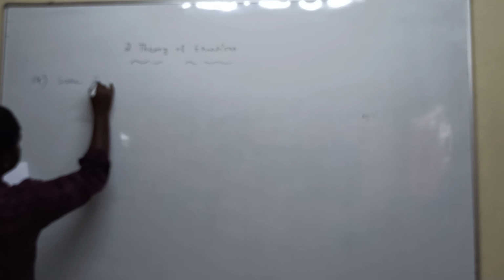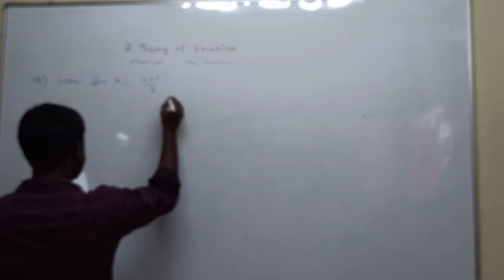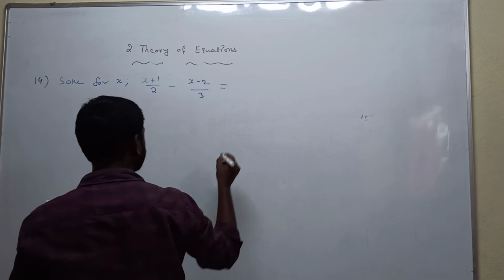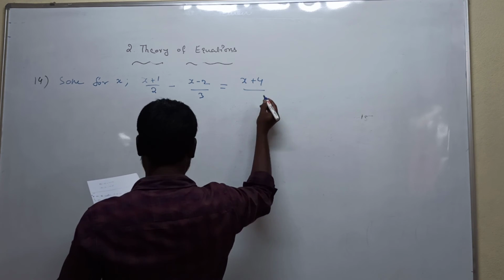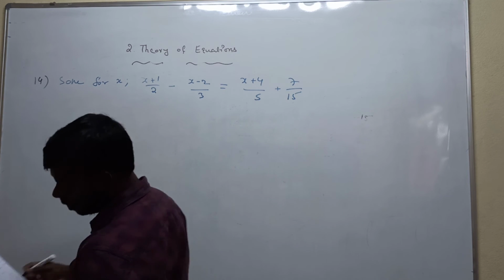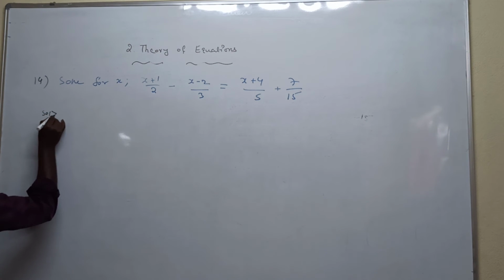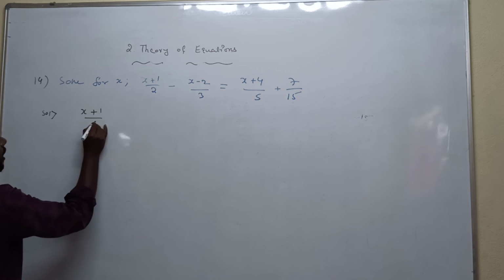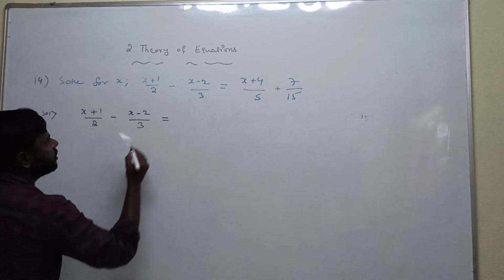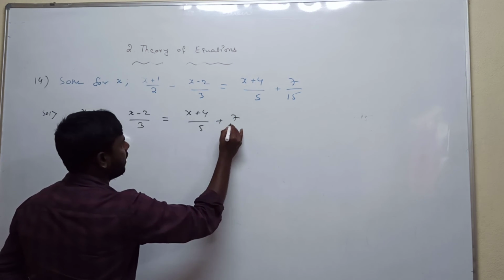Solve for x plus 1 by 2 minus x minus 2 by 3 is equal to x plus 4 divided by 5 plus 7 by 15. So now what are the given equations as it is? The given equation is x plus 1 by 2 minus x minus 2 by 3 is equal to x plus 4 by 5 plus 7 by 15.